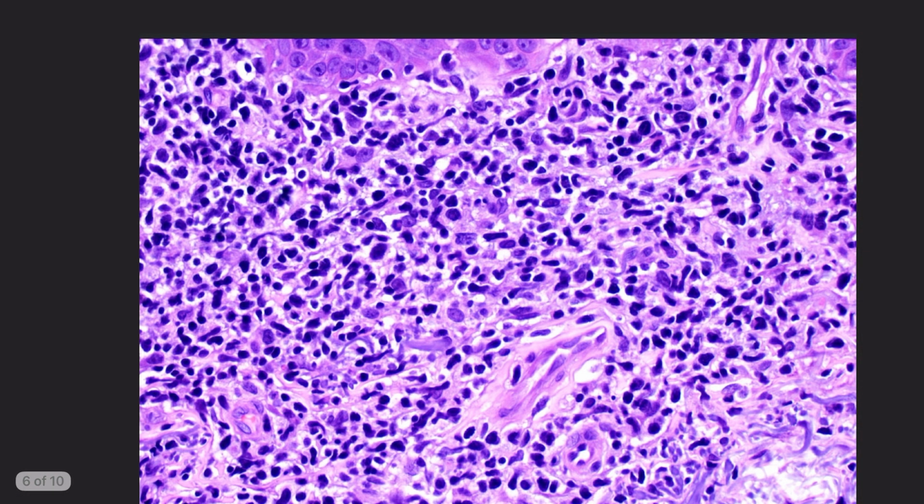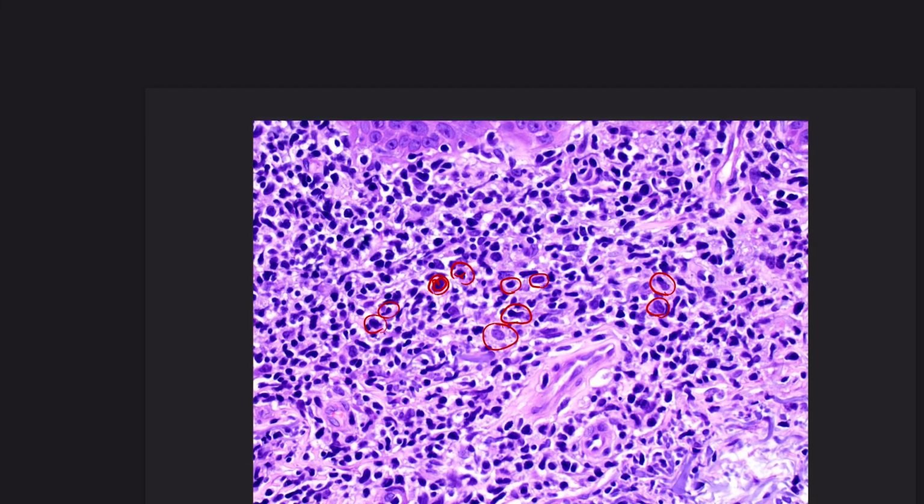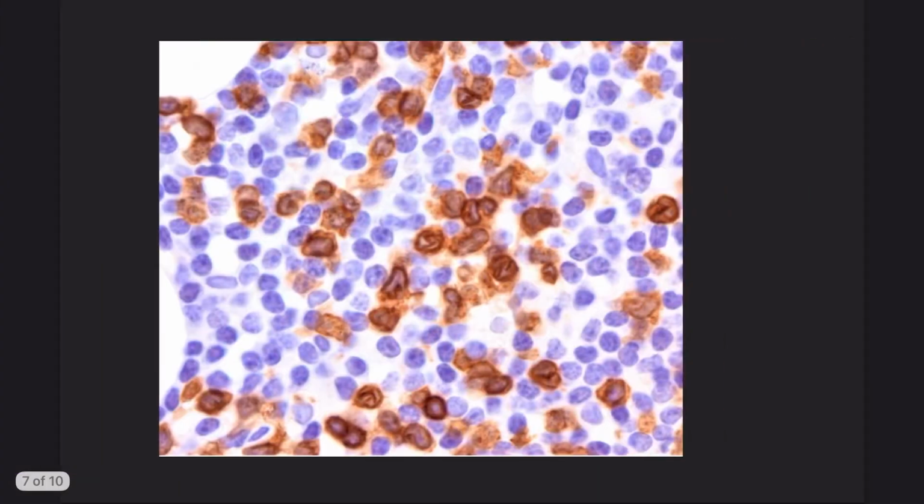Also here, you can appreciate the atypical lymphocytes with cerebriform nucleus. Cerebriform means the surface of the nucleus has gyri and sulci like that of a cerebrum. So here, this is a cerebriform nucleus. Cerebriform nucleus is highly characteristic of Sézary syndrome.